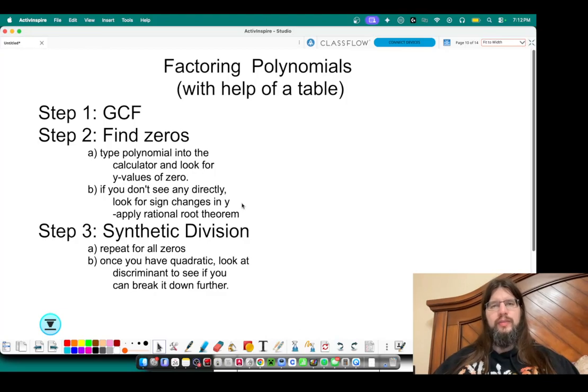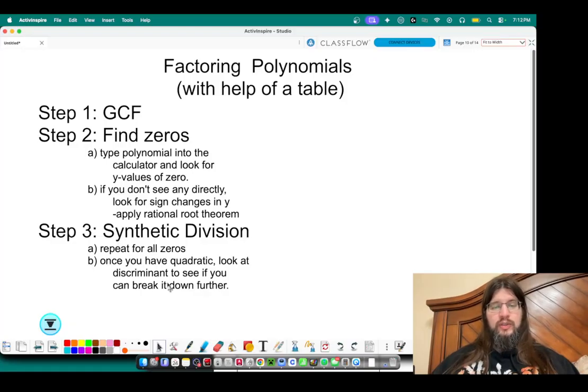Like, oh, hey, look, it goes from positive to negative. One of these fractions, based on the rational root theorem, is going to work. Or it just might not have a rational root there. Once we find all of our possible zeros that we can with the table, we're going to do synthetic division over and over and over again.